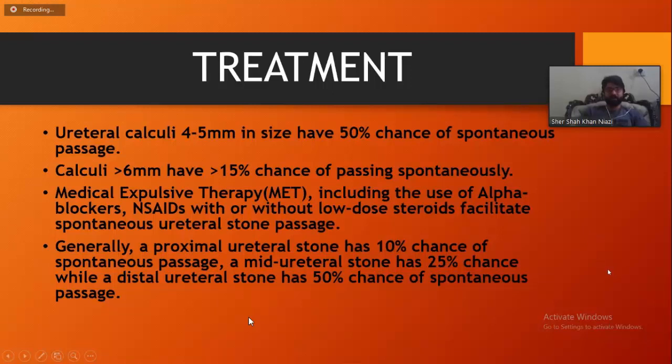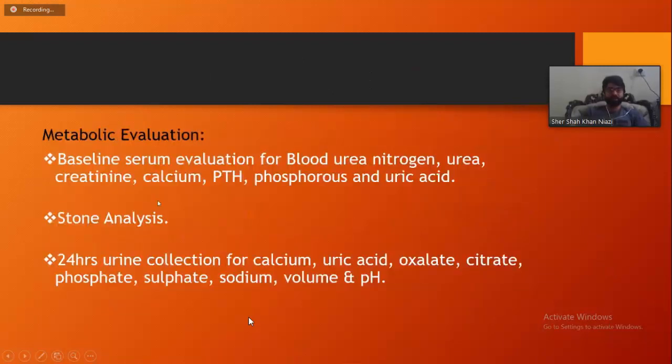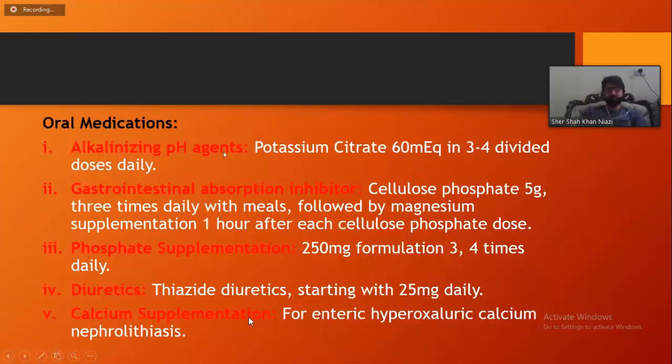While evaluating recurrent stones, you have to go for these investigations, in which you do a baseline serum evaluation for blood urea nitrogen, creatinine, calcium, parathormone, phosphorus, and uric acid. You do a stone analysis and 24-hour urine samples for all these individuals. And then we have urine alkalinizing agents, which include potassium citrate, 60 milligrams in 3 to 4 divided doses daily. Alkalinizing agents can be used on almost all urinary stones, so this is your drug of choice.